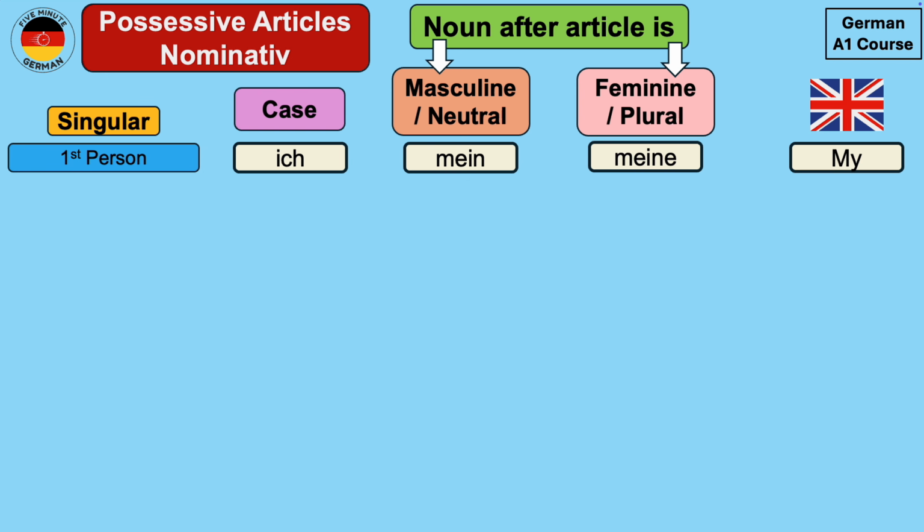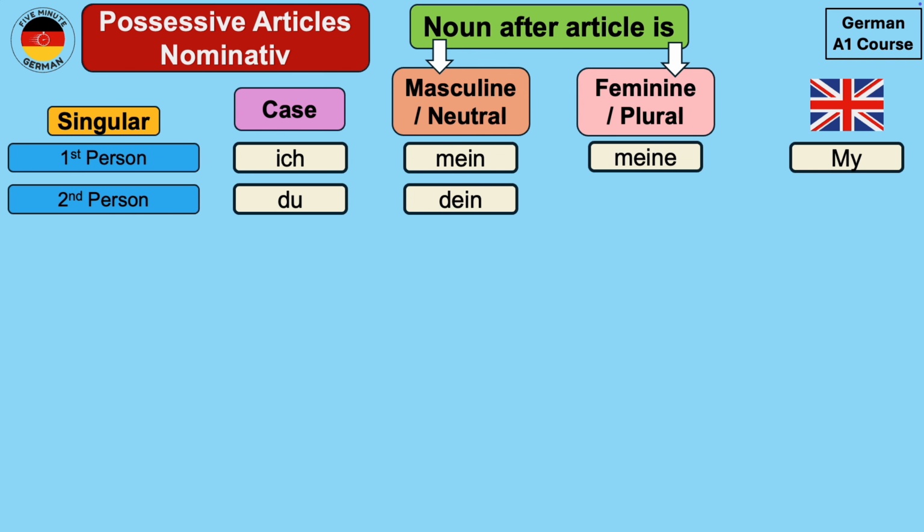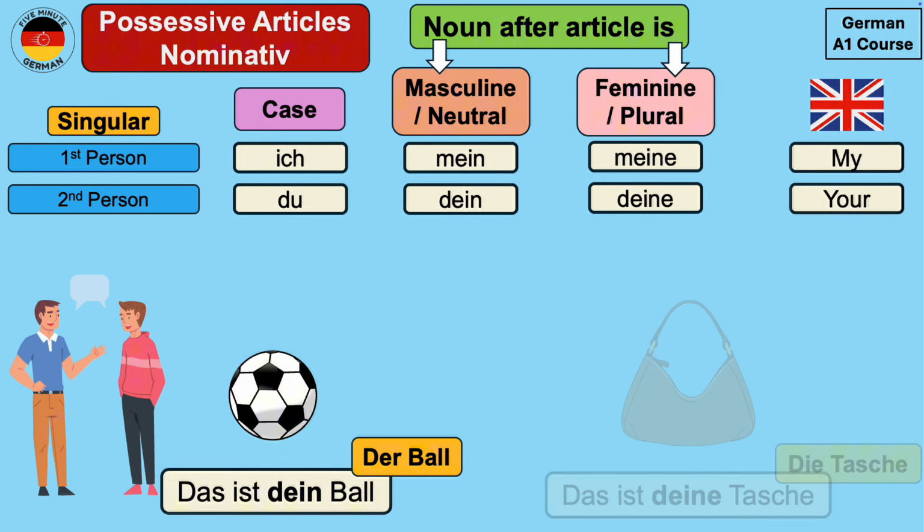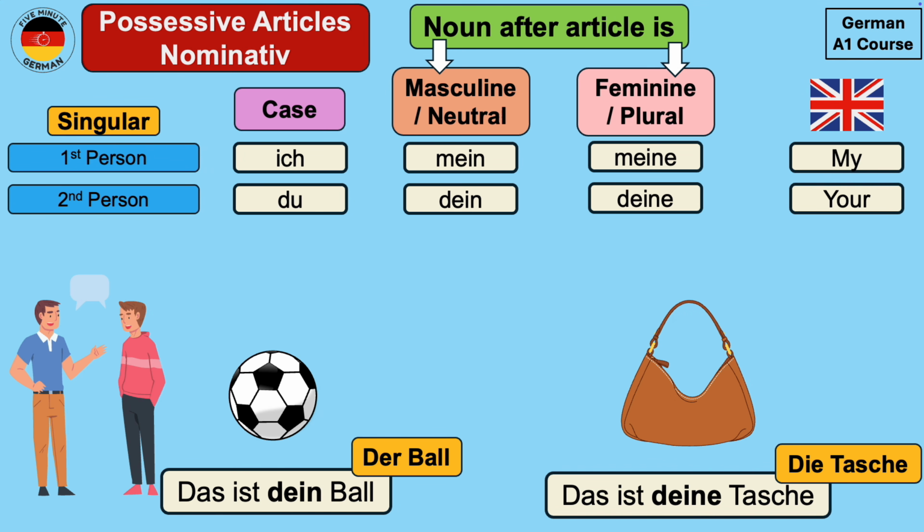Now moving along, for second person singular, the forms will be dein for masculine or neutral and deine for feminine or plural. And this means your in English. An example will be, das ist dein Ball. That is your ball. And with Tasche, which is a feminine noun, it will be, das ist deine Tasche.